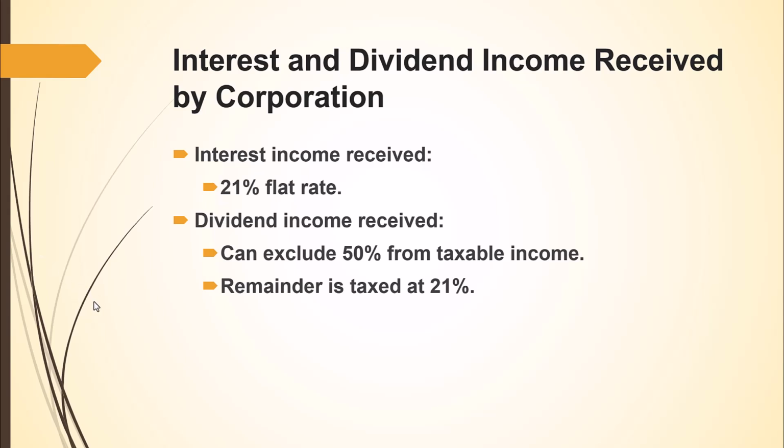Interest and dividend income that's received by the corporation, again, is taxed at 21%. However, they get to exclude 50% of the dividends from other companies. This helps to eliminate essentially what we refer to as double taxation. So it's not really a benefit for the corporation. It is to limit how much taxes the owners of the company ultimately pay.